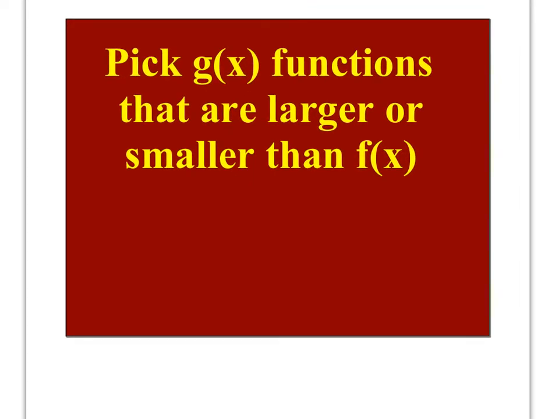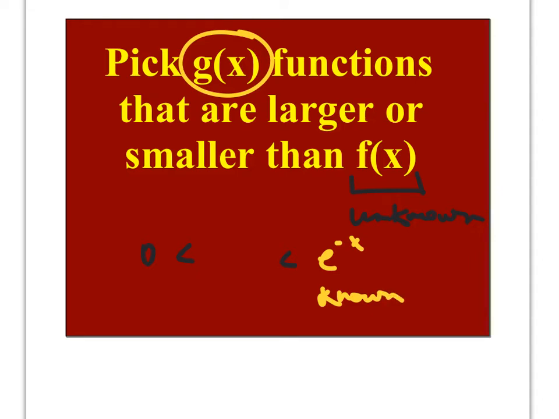This slide is actually really important. I want to talk about this for a moment. I'm going to pick g of x functions that are either larger or smaller than f of x. So f of x, this function here, is our unknown. On the last slide, my known function, my g of x function, was e to the negative x. That was a known integrable function, and I showed that it converged. My unknown function was e to the negative x squared.